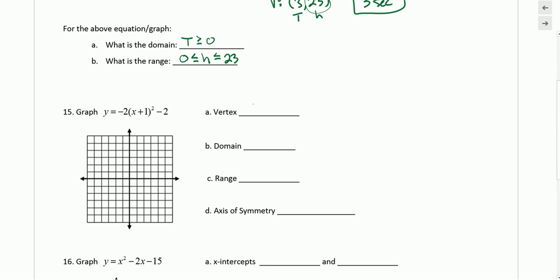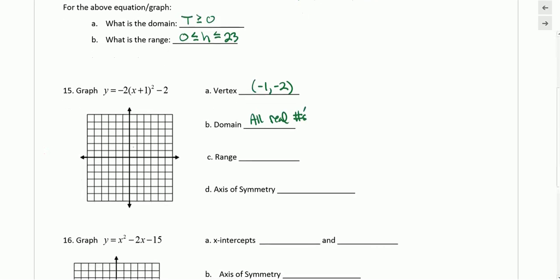15, we have a vertex at negative 1, negative 2. Domain is all real numbers. Range, well, if we sketch this, negative 1, negative 2, and we know that this thing is going to open down. So the range is all y values less than or equal to negative 2. And the axis of symmetry is the line cutting right down the middle at x equals negative 1.